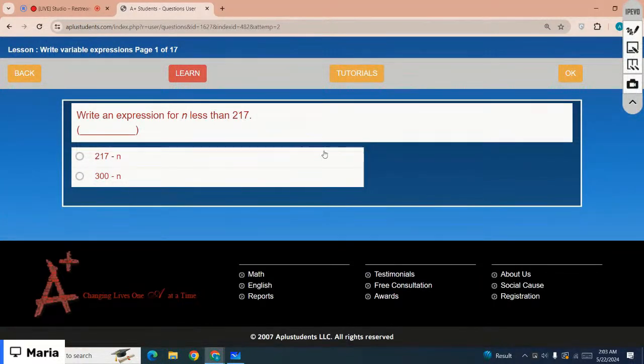Write an expression for n less than 217. So you have to write the mathematical expression for n less than 217. So less than means you need to subtract, that would be 217 minus n. The correct option is option number 1, that is 217 minus n. Option number 1 is the correct option, right?